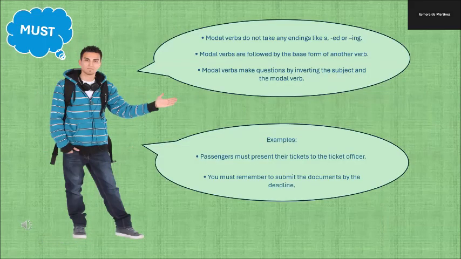Must is a modal verb. Modal verbs don't take any endings like s, ed, or ing. Modal verbs are followed by the base form of another verb. Must do, must be. Modal verbs make questions by inverting the subject and the modal verb. Must you? Examples with must.